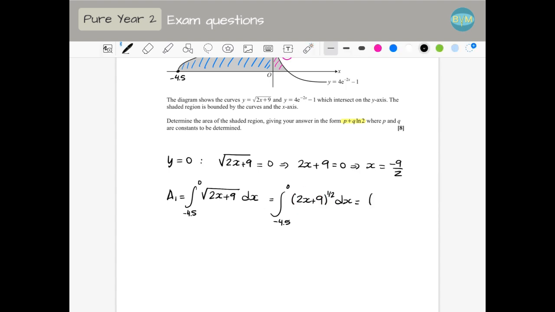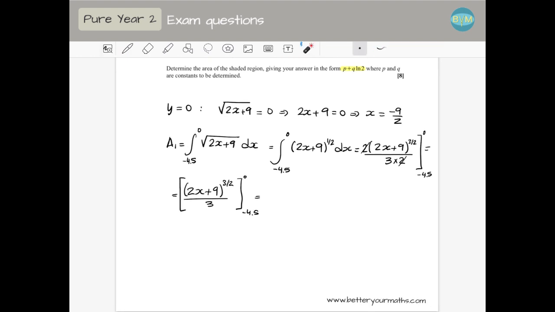So I have 2x plus 9 to the power of 1 more, so 3/2, divided by the new exponent, which is 3/2. So I'm going to write the 3 here and the 2 at the top. And then divided by the derivative of this function, which is 2. So I'm going to write here times 2, and then we can cancel this. This is going to be between minus 4.5 and 0. So I'm doing 2x plus 9 to the power of 3/2 divided by 3, between minus 4.5 and 0.